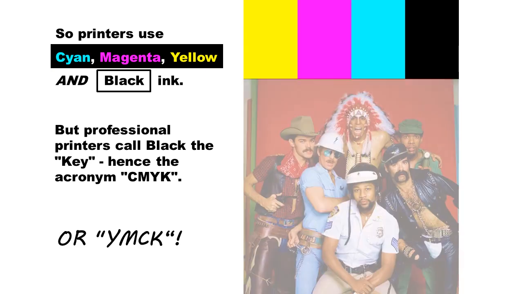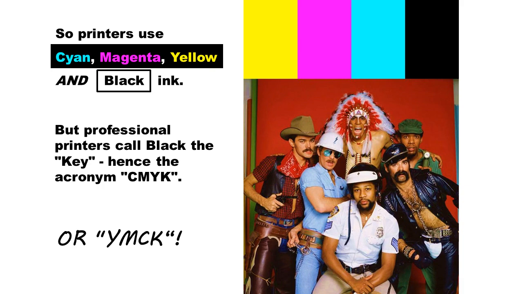Now if you find that acronym hard to remember, you can always swap the order of the colours round and say YMCK, which I find much easier to remember because it sounds like the song from the Village People. Okay, never mind, you have to be of a certain age.